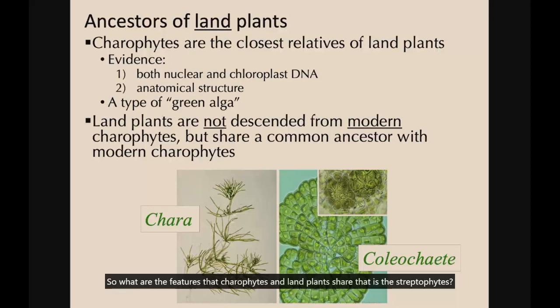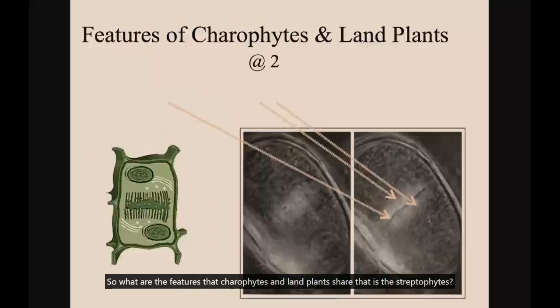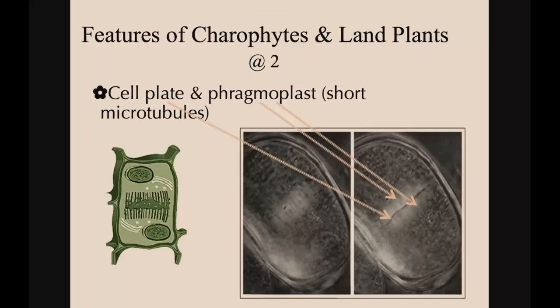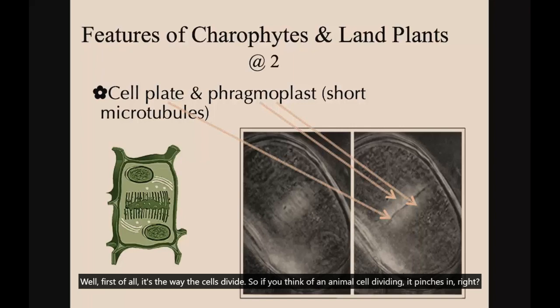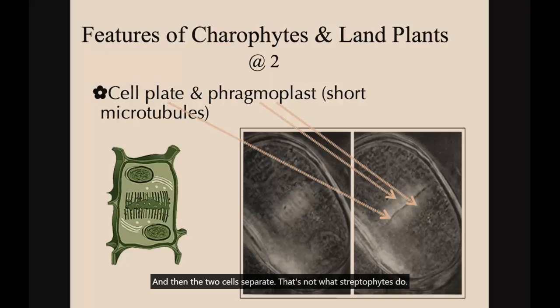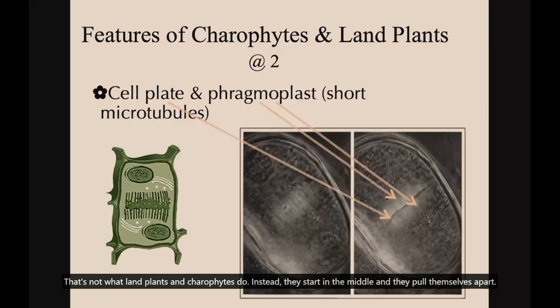So what are the features that charophytes and land plants share? That is, the streptophytes. Well, first of all, it's the way the cells divide. So if you think of an animal cell dividing, it pinches in, right? And then the two cells separate. That's not what streptophytes do. That's not what land plants and charophytes do. Instead, they start in the middle and they pull themselves apart.